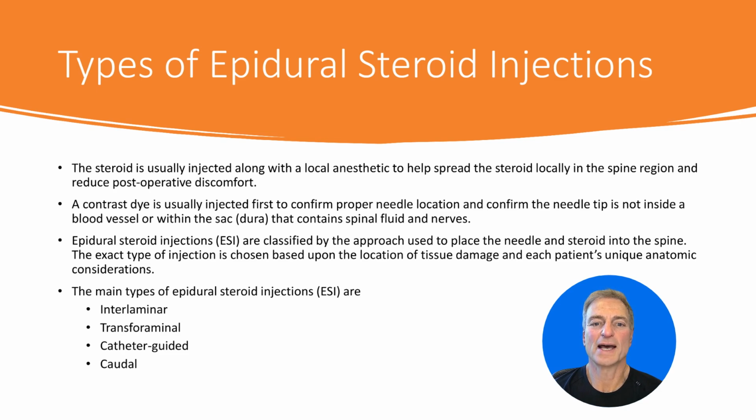A contrast dye is actually injected before the steroid to confirm the needle is properly located near the targeted nerve and to assure that the needle tip is outside any blood vessel. The four main types of epidural steroid injections include interlaminar, the most common type; transforaminal; catheter-guided injections, often utilized for the cervical spine; and caudal injections. Let's look at these types in more detail.